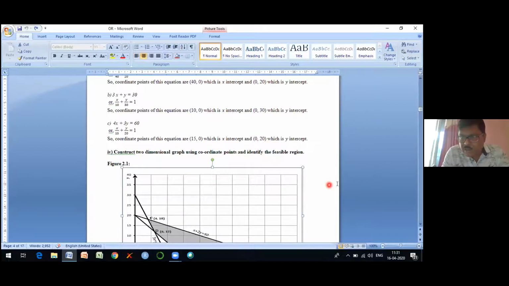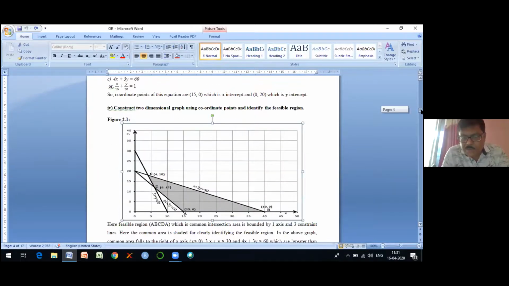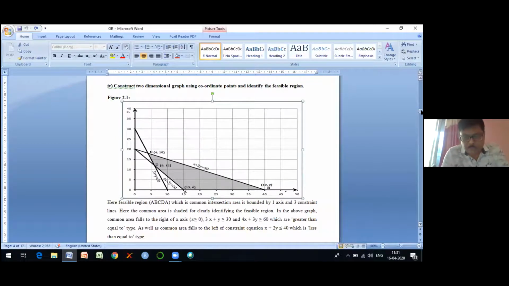Now we are viewing the graph so that you can understand it. So in the first case, 2 points we have got, 40, 0. So this is 40 and 40, 0. And the second point, 0, 20. Right. So we are getting this straight line. You just draw. We are getting this straight line.